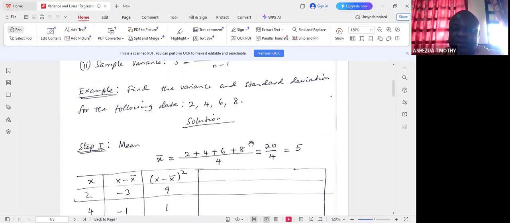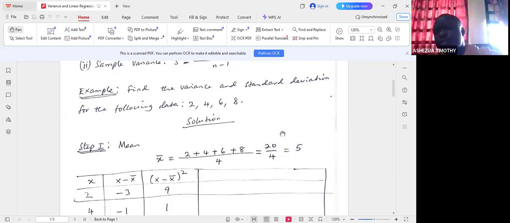Now, step 1, the very first bold step you are going to take is to find the mean of this set of numbers. The mean is gotten by adding 2 plus 4 plus 6 plus 8, and you divide by 1, 2, 3, 4, that is, 4 numbers. When you add all this, you have 20 all over 4, and obviously this is 5.